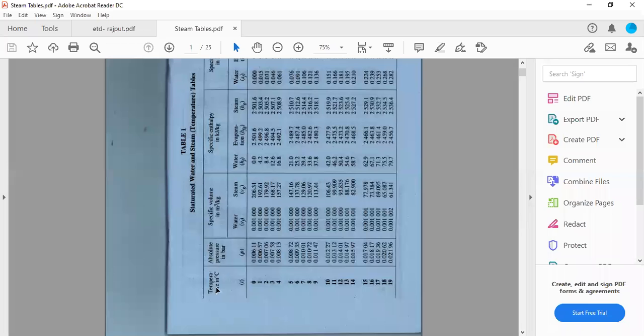The first one is temperature. For example, this is saturated steam, saturated water steam. In the first page, the heading is given. And the first column is temperature. The second column is absolute pressure. The third column is specific volume. The fourth column is specific enthalpy. That is needed for our case, H. Of course, here for saturated steam, the first column is temperature.